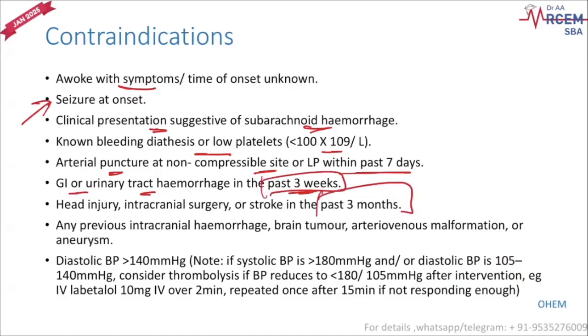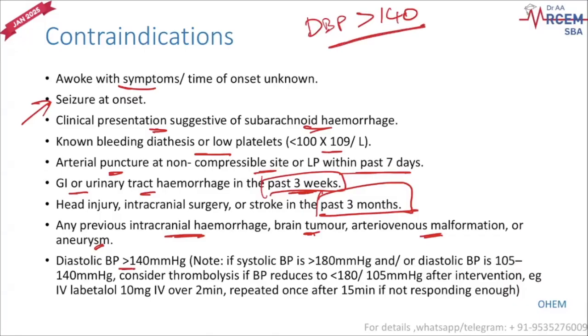Any head injury or stroke or intracranial surgery in the last 3 months. Previous intracranial hemorrhage, it doesn't matter when it was, or a known case of brain tumor, AV malformation in the brain, or any aneurysm in the brain, then you are not thrombolyzing. If the diastolic blood pressure at the initial presentation itself is more than 140, then you are not thrombolyzing.